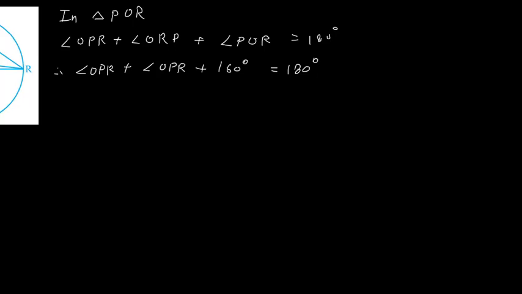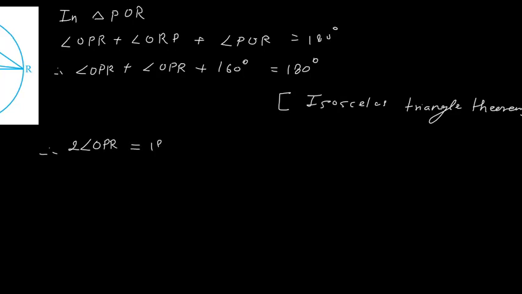So what is the reason? Isosceles triangle theorem I will say. If two sides are equal in a triangle, then their opposite angles are also equal. So isosceles triangle theorem. So therefore 2 times angle OPR is equal to 180 degree minus 160 degree, which is 20 degree. Therefore angle OPR is equal to 10 degree.